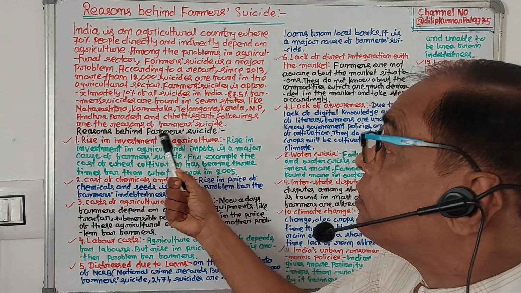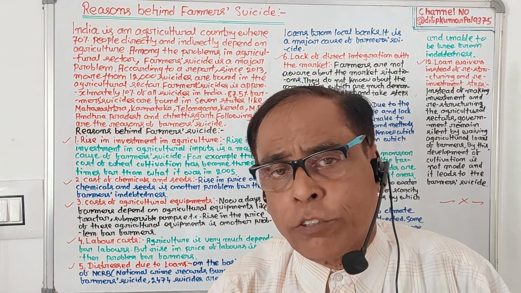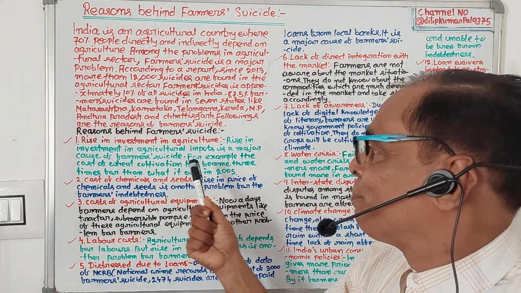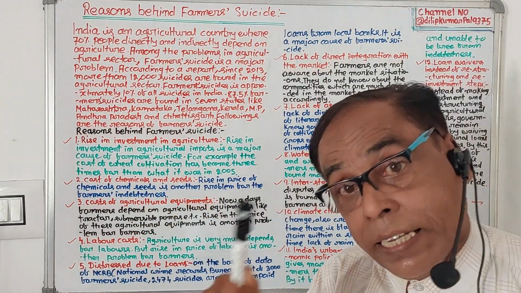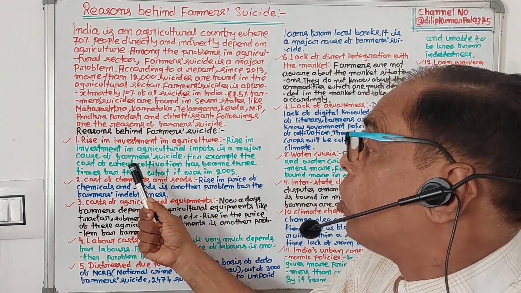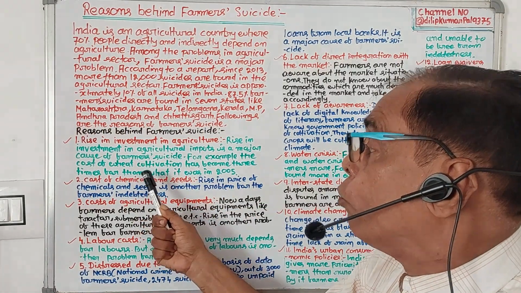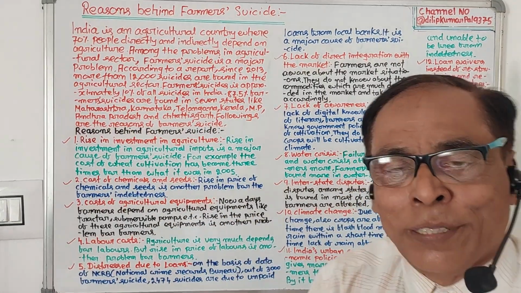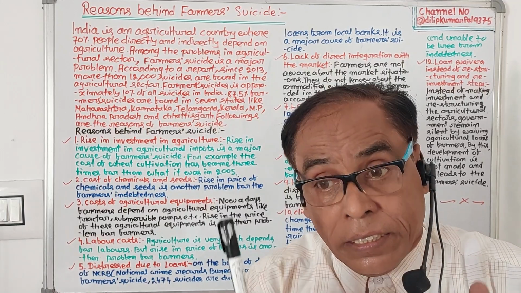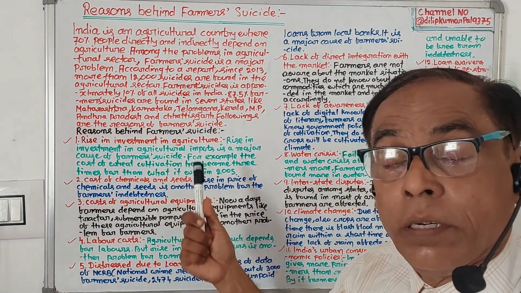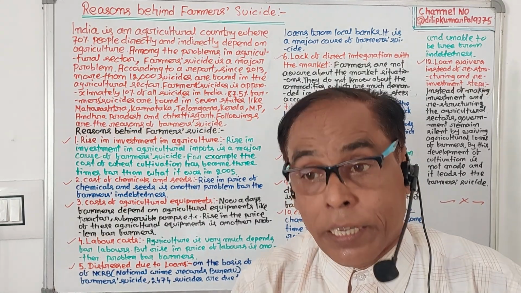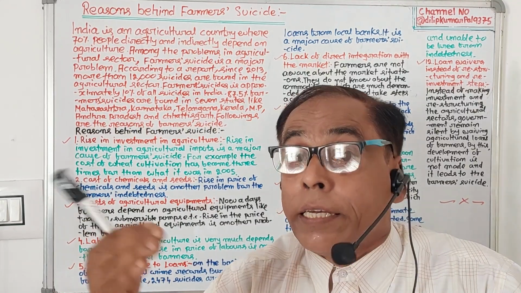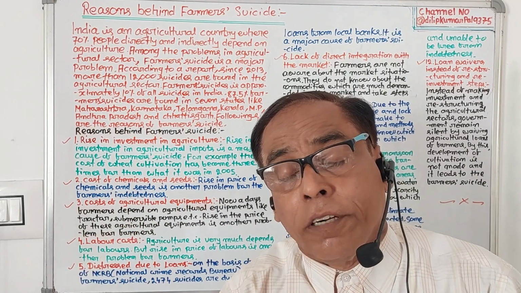Following are the reasons for farmer suicide. In India, farmers are committing suicide due to many reasons. Number 1. Rise in investment in agriculture. Rise in the cost of agriculture inputs is a major cause of farmer suicide. The input cost in agriculture is increasing day by day. It is a tension for farmers.